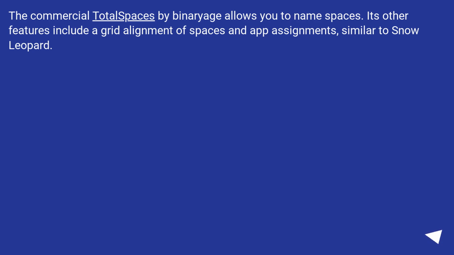The commercial Total Spaces by Binary Age allows you to name spaces. Its other features include a grid alignment of spaces and app assignments, similar to Snow Leopard.